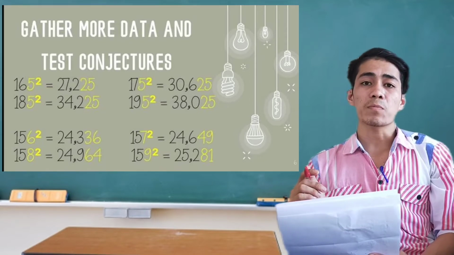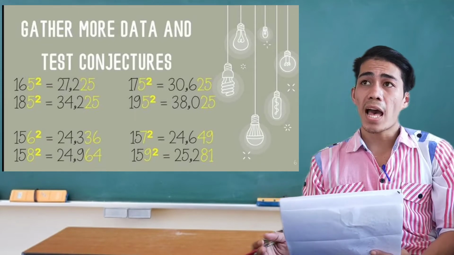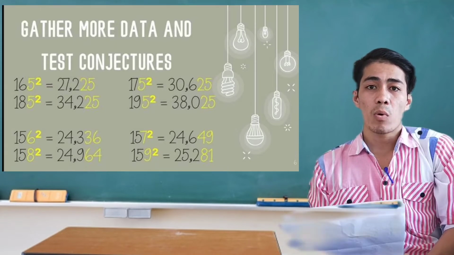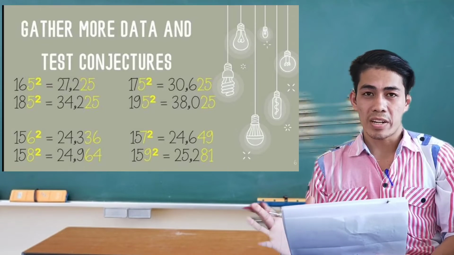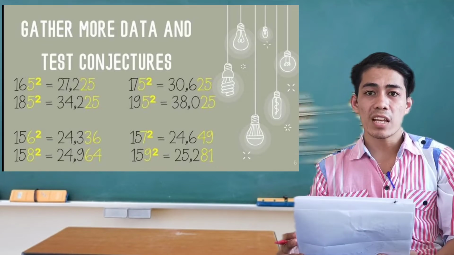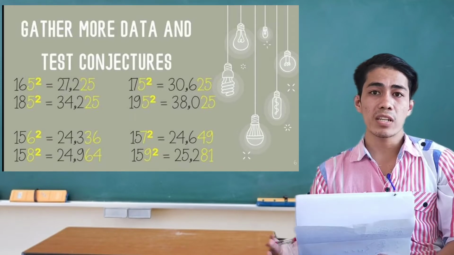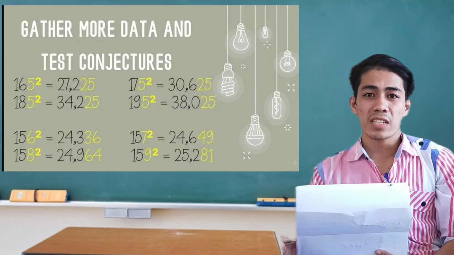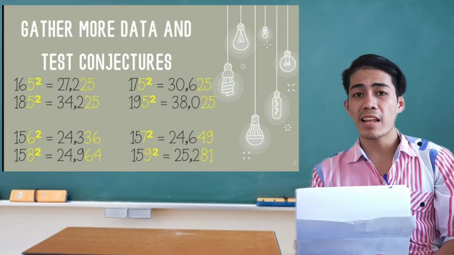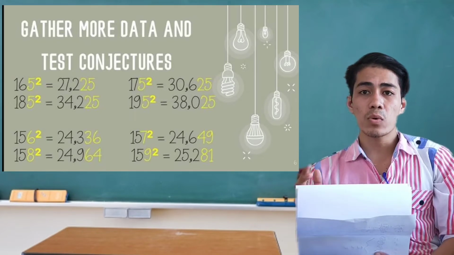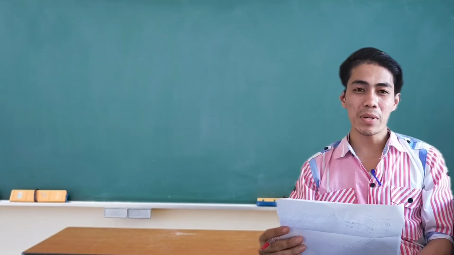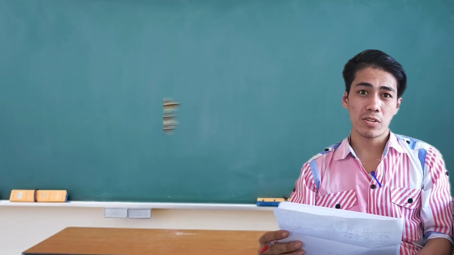38,025. So now we are going to apply it in 3-digit numbers wherein 5 is in the middle number. So for example, 156, 157, 158, and 159 squared. Okay? So for 156 squared, that is equal to 24,336. And then 157 squared, that is equal to 24,649. For 158 squared, that is equal to 24,964. And then for 159 squared, we have 25,281.